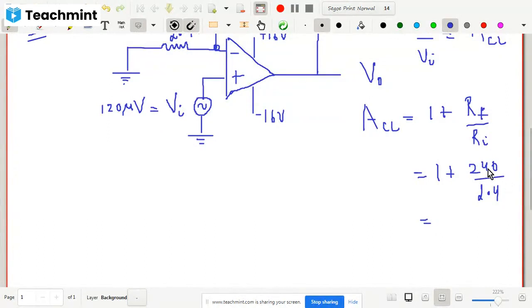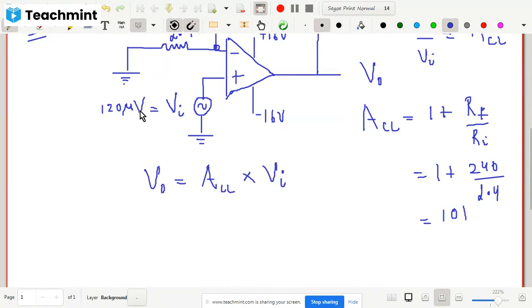Okay, so this value is 100 and this is 1. So this is 101. Now you know the gain. It's pretty simple now. Therefore, V naught is equal to your ACL into V in.